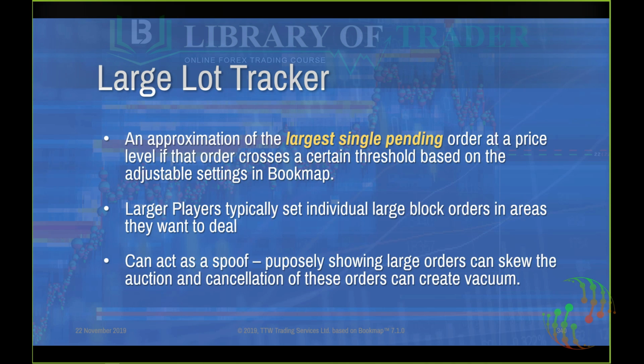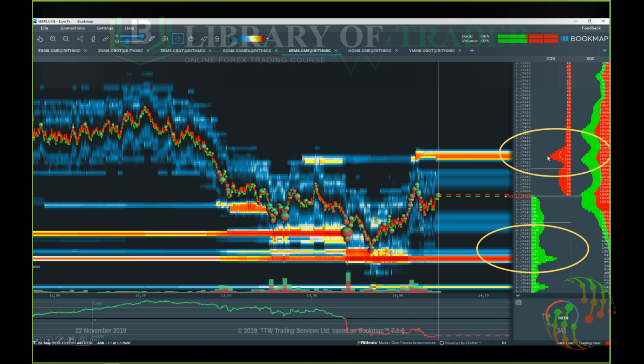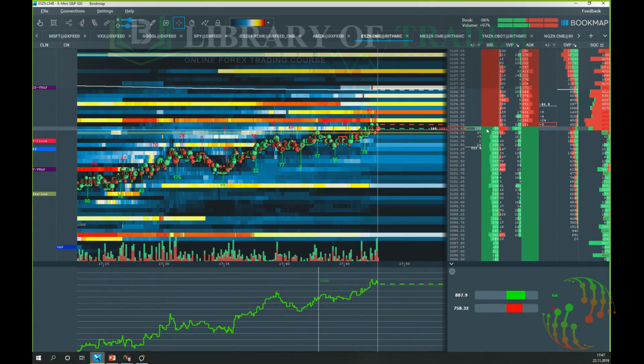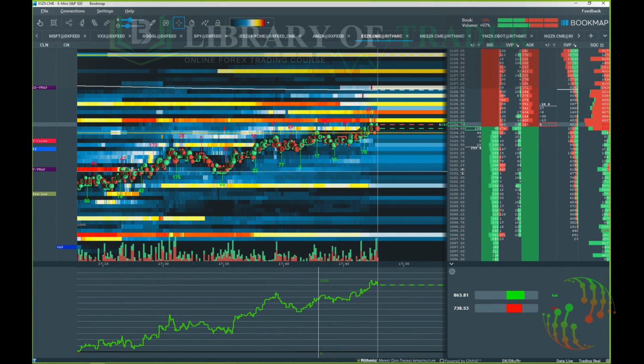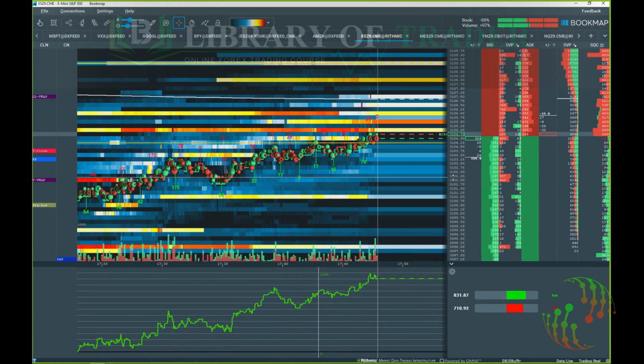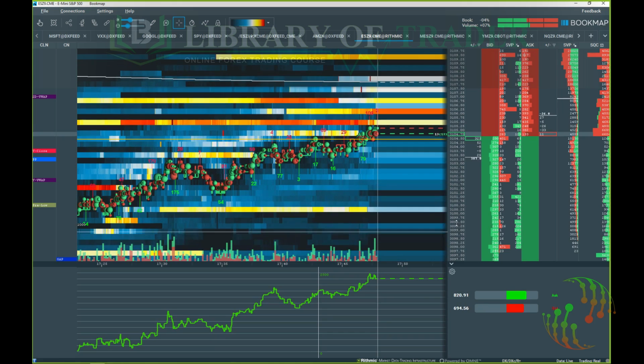Larger players typically set individual large block orders in areas they want to deal. They can act as a spoof, purposely showing large orders can skew the auction, and cancellation of these orders can create a vacuum. So you see, large lot trackers are indicated by these small vertical lines. Let me see whether we have some here. Yes, here, below that one.